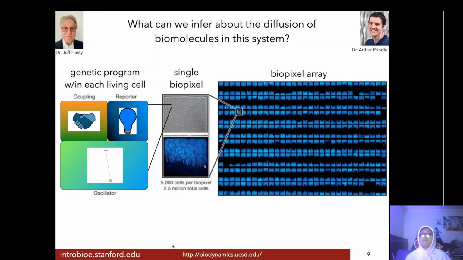And then, of course, the cells are turning blue or not. So there must be something that makes them blue. So we've got a reporter, that's the light bulb that's telling us what state the clock is in. And then there's this coupling device that's somehow telling the cells within a single biopixel how to behave the same, and then telling the pixels across the array how to behave the same, right? So that's probably what's in each individual cell. Great. And there's something that's diffusing within the pixels that's coordinating the behavior of the individual cells, and there's something that's diffusing across the entire array that's coordinating the behavior of the pixels across the array.